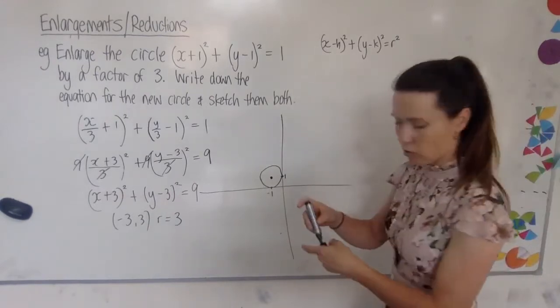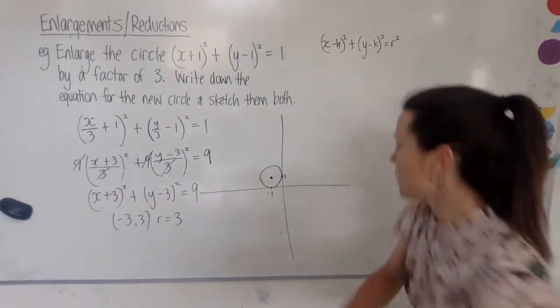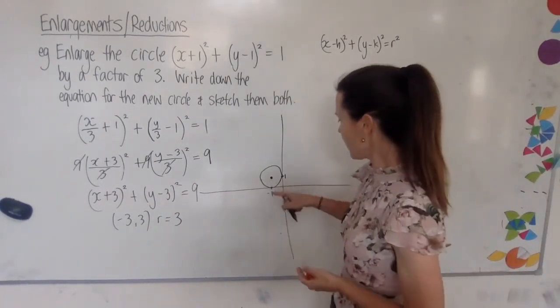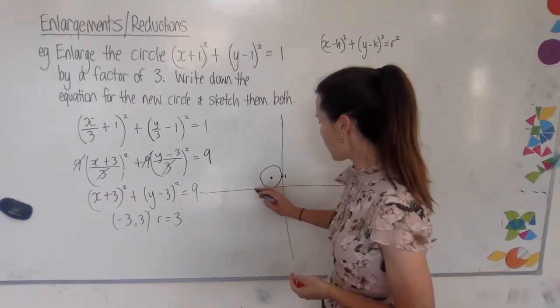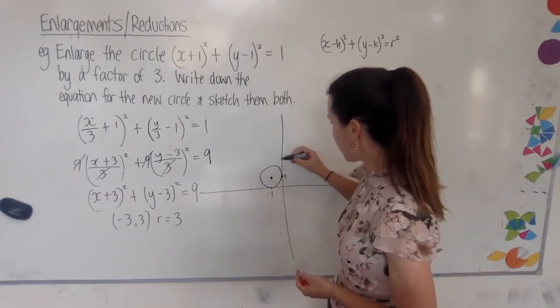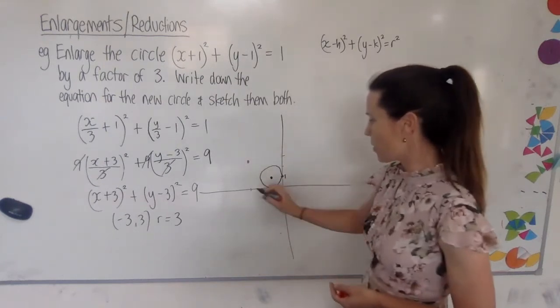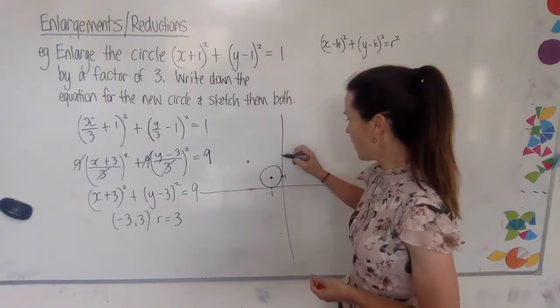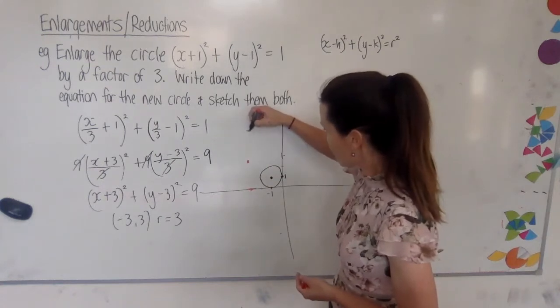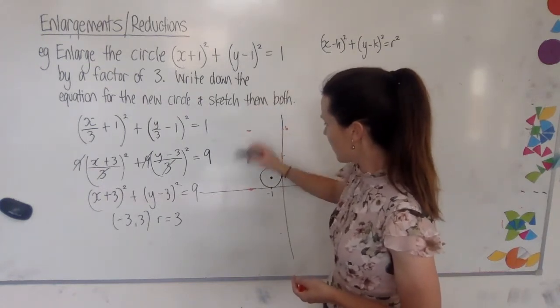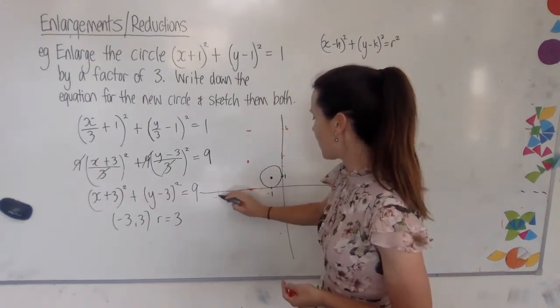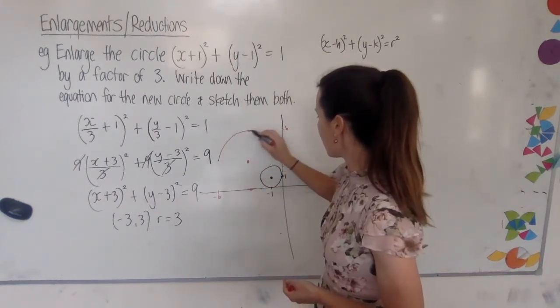So now I can go to draw my enlargement. Let's do this one in red. The centre is minus 3, 3. Minus 1, minus 2, minus 3. 1, 2, 3, it's up here. And the radius is 3, which means it's just touching here and here, and it's extending up to level with the 6 there, and level with the minus 6 over here. And it's going to look something like this.